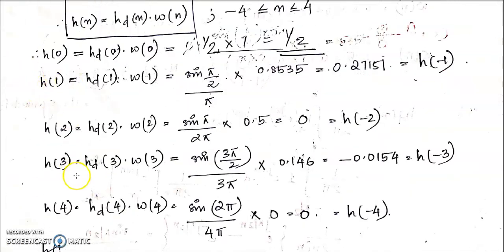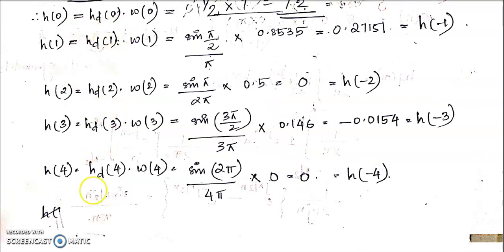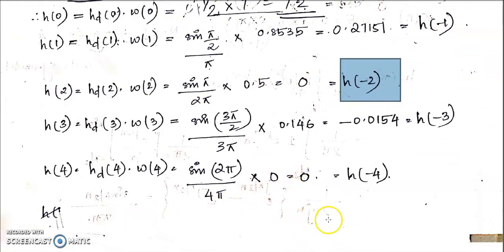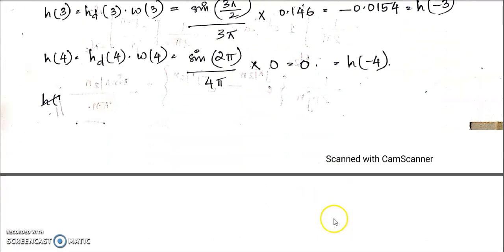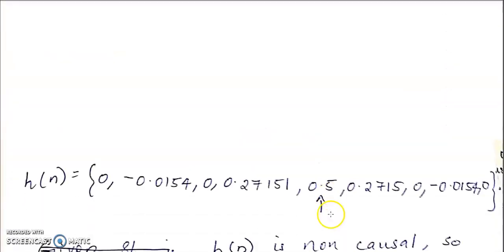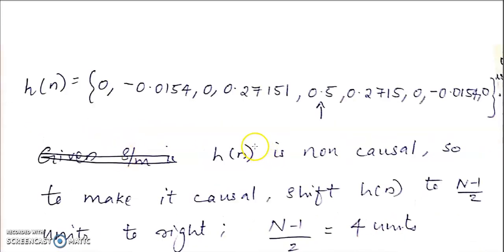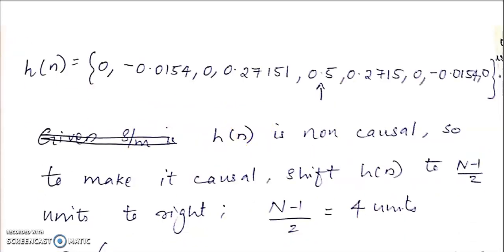It varies from 0 to 4, and also it is symmetric. So -4 to 4, the same values. h of 1 is the same as h of -1. h of 2 is equal to h of -2. So you will get the h of n from -4 to 4. This is the h of n. With respect to origin, it is symmetric. Here, the origin is at this point.